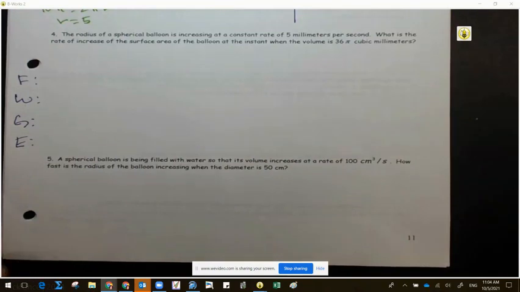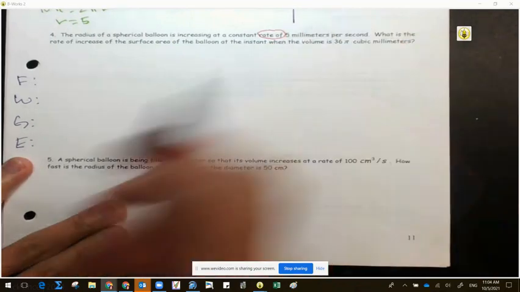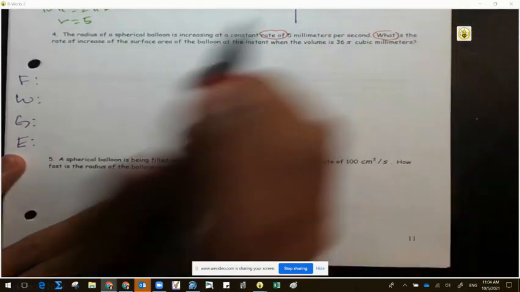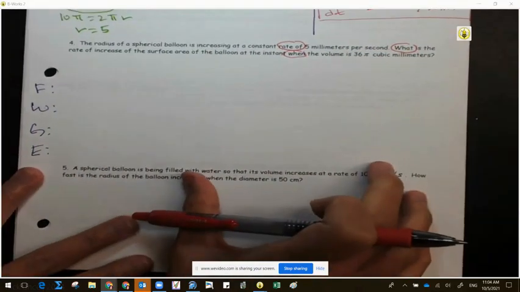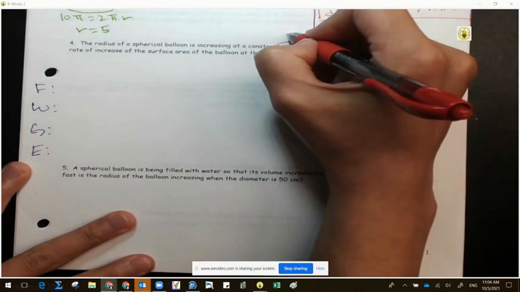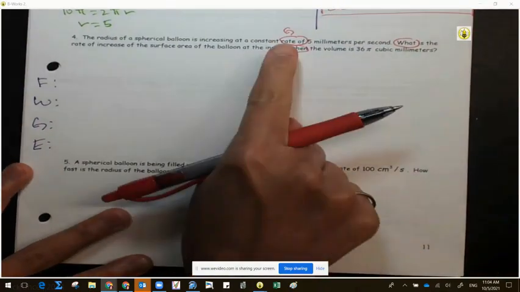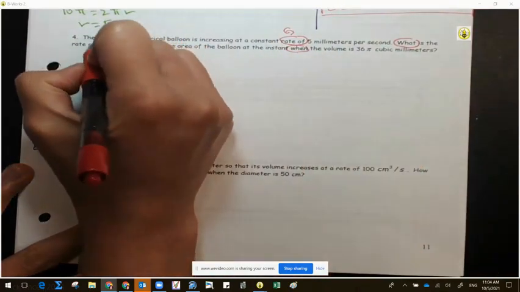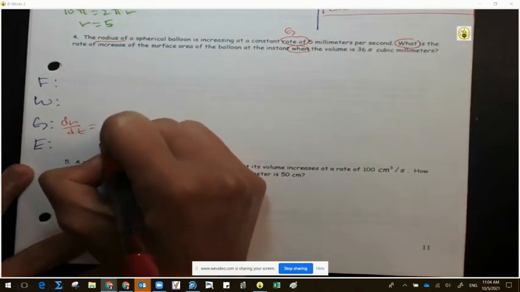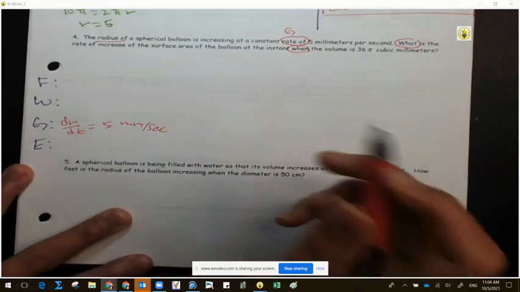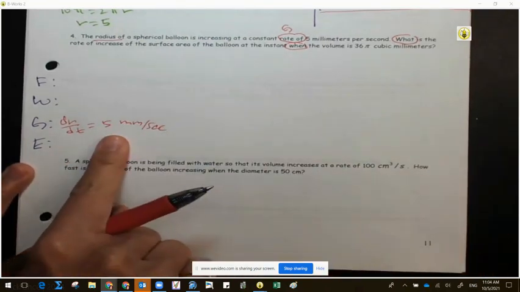Xavier, let's read. The radius of a spherical balloon is increasing at a constant rate of 5 millimeters per second. What is the rate of increase of the surface area of the balloon at the instant when the volume is 36 pi cubic millimeters? All right, the rate is our given rate, and our given rate is talking about the radius. So we have dr over dt is equal to 5 millimeters per second. Are we good with that piece, the given?